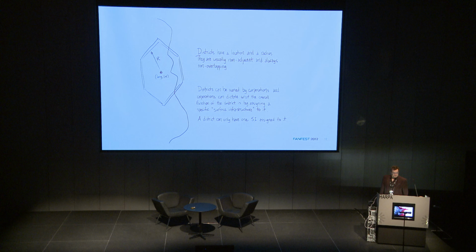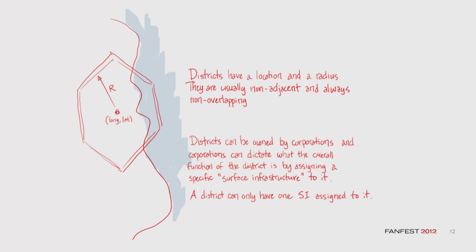So going back to the districts, the idea there is that they can be owned by corporations, and the function of a district is going to be determined by what we call a surface infrastructure, which you should think of as something substantial. It's not like a little house. It's basically because the districts are large, like 200 kilometers. And the idea is that there is an urban center there, even though we're not playing into that. That would be yet another game.